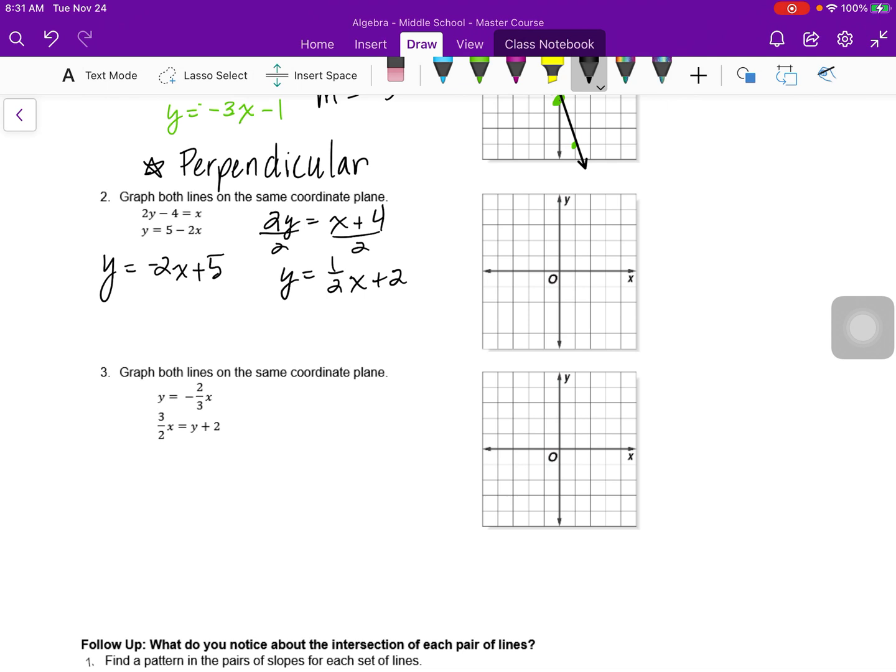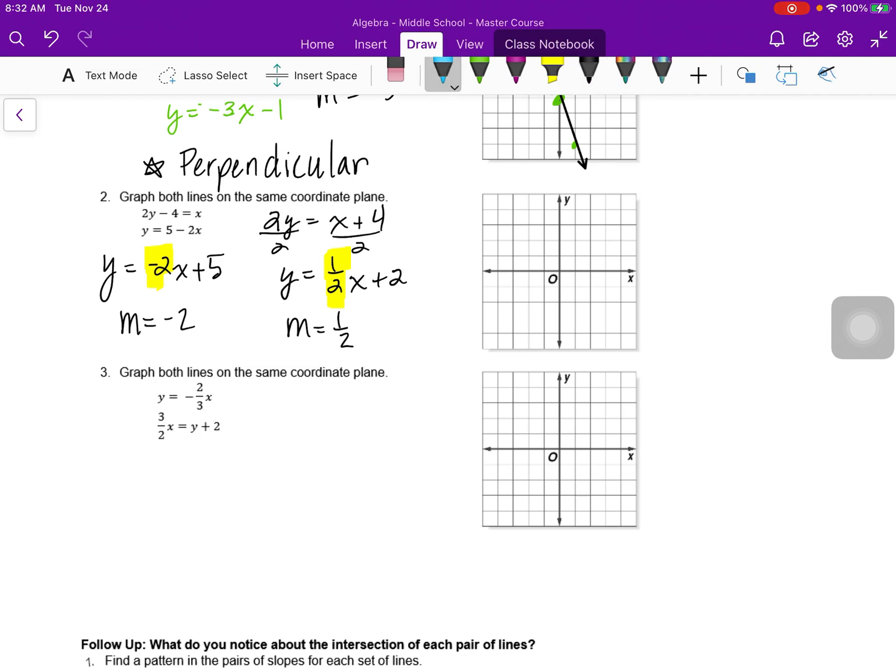So let's go ahead on this one and make a prediction. Looking at the slope of these two lines, I can see that the slope of the first equation is negative 2, and the slope of the second equation is 1/2. So again, I would predict that these two lines are going to be perpendicular just by looking at the slopes, but let's go ahead and put them on our graph.